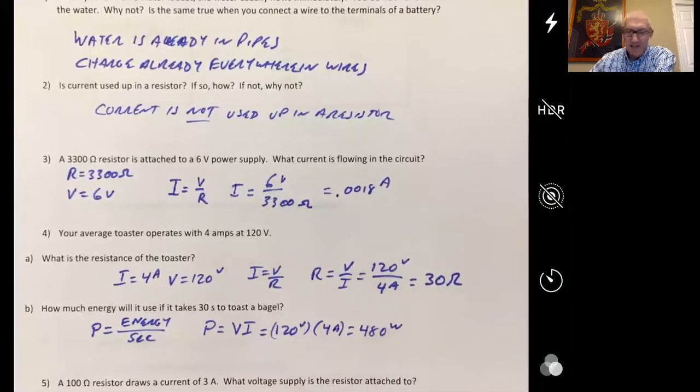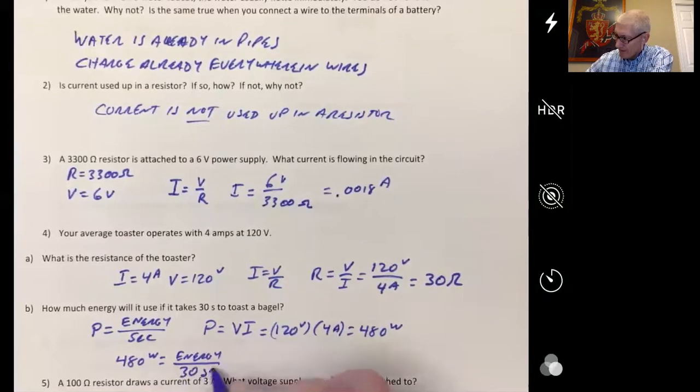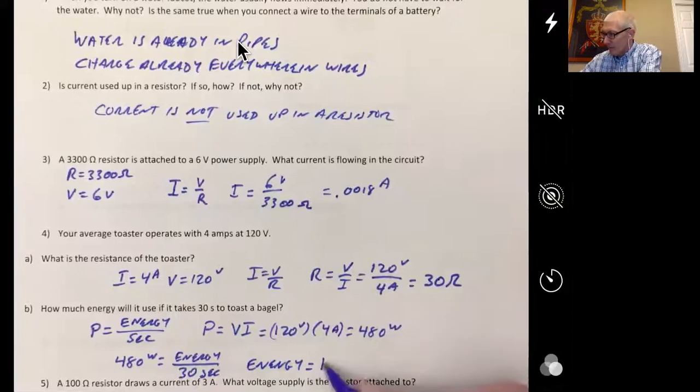Then I could say, hang on, if I know 480 watts, I know the power, and I want to figure out how much energy it is in 30 seconds. Remember that this time is always in seconds. I can figure out the amount of energy by just doing that math. So I do 480 times 30, and I throw that into my calculator. That's 14,400, and we remember that energy is measured in joules.